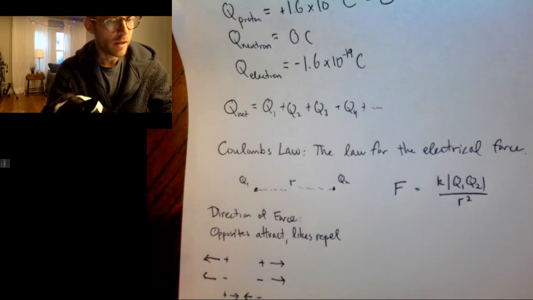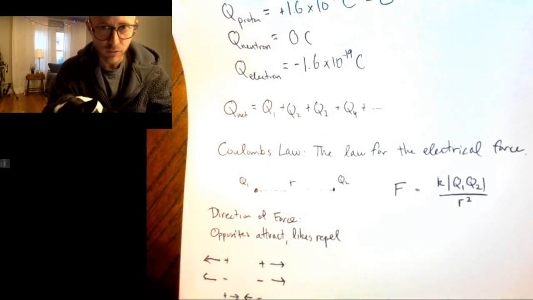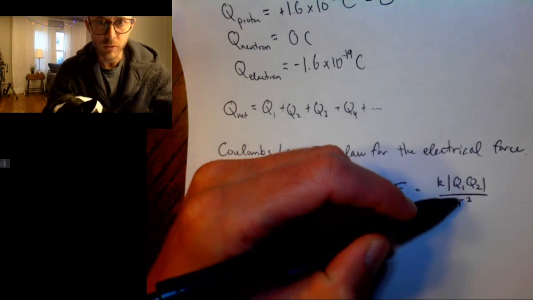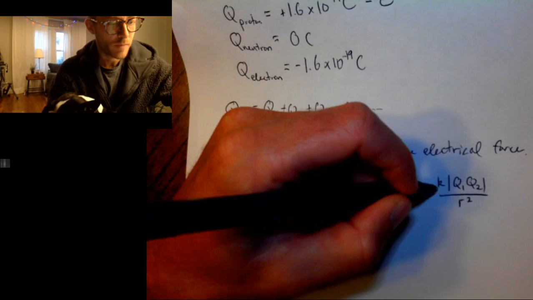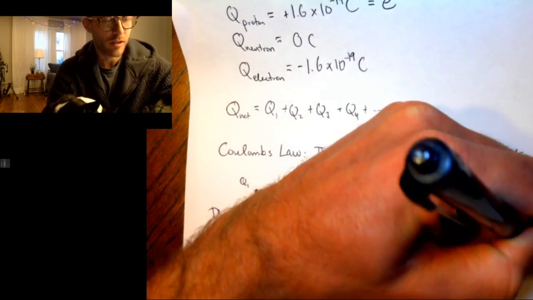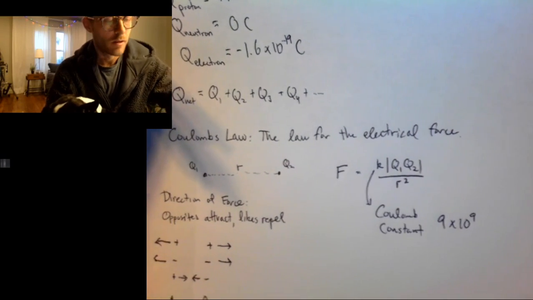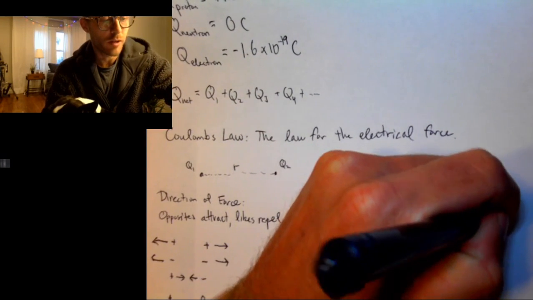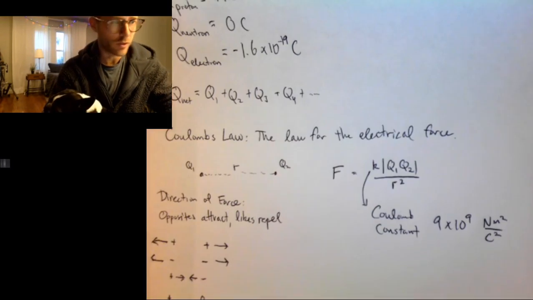Okay? And so, Q1 times Q2, that's just the product of the two charges. 1 over R squared, that's the distance between them. K is called the Coulomb constant. And its value is 9 times 10 to the 9th Newton meters squared per Coulomb squared. Okay, so we can use this equation.